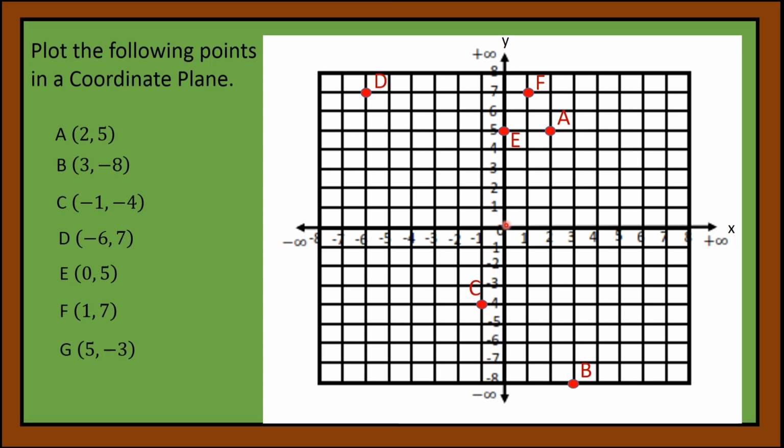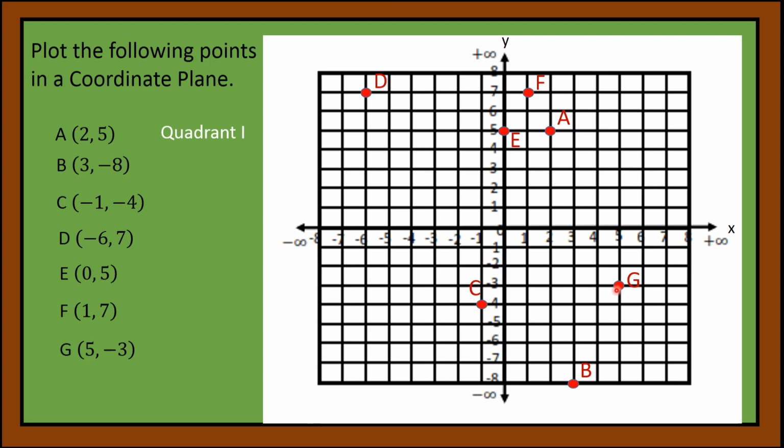And then point G, the x-coordinate is positive. So from the point of origin, we have 1, 2, 3, 4, 5 going to the right. And then the y-coordinate is negative. So from the point of origin downward, 1, 2, 3. So 5, negative 3 is located on this part. So this is point G. Okay?